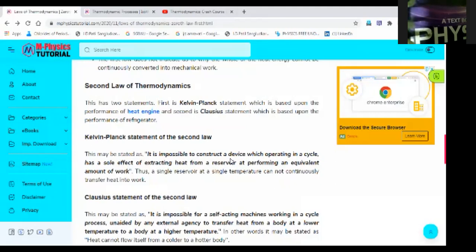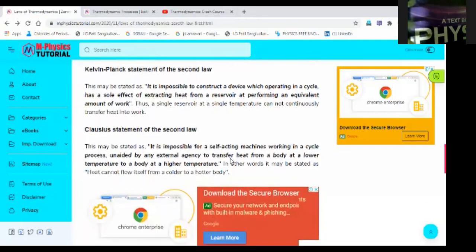और क्लॉसियस का स्टेटमेंट क्या है? It is impossible for a self-acting machine working in a cyclic process, unaided by any external agency, to transfer heat from a body at lower temperature to a body at higher temperature. In other words, we may state it as heat cannot flow by itself from the cooler to the hotter body. ठीक है. तो ये आपका सेकंड आहे.